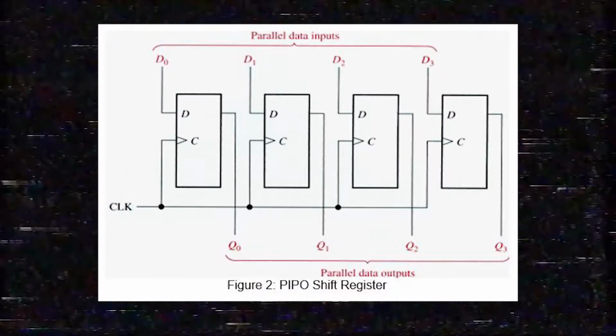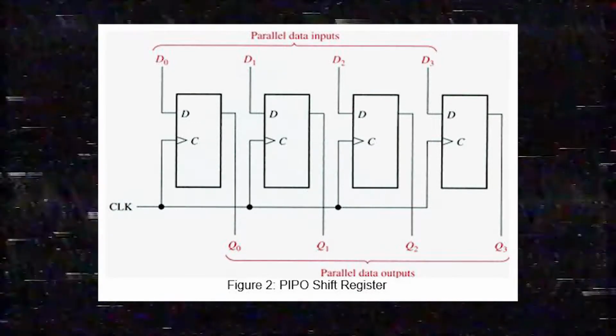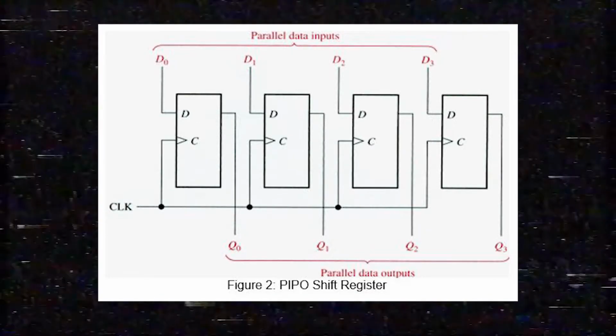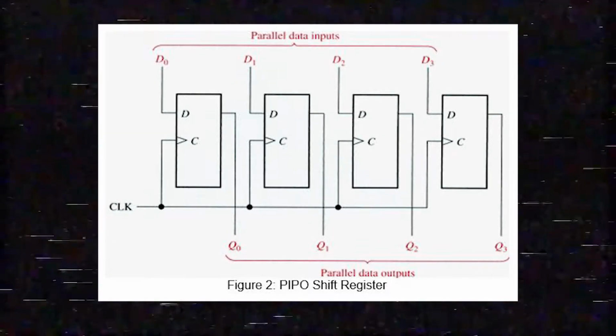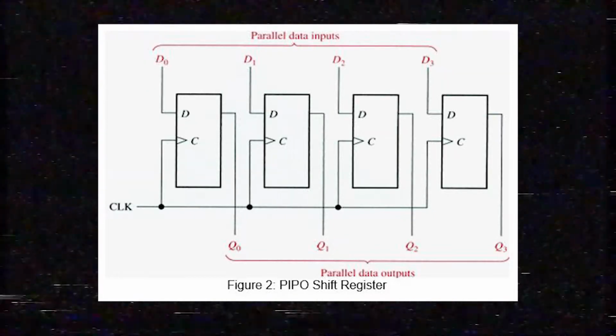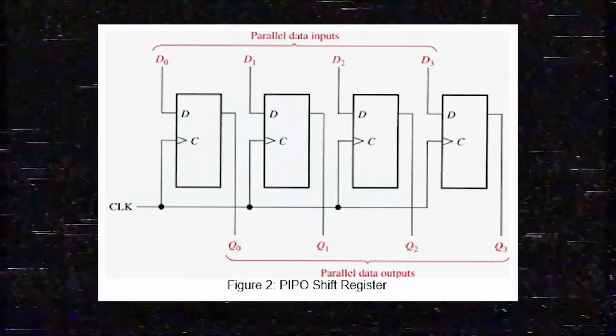As we can see here, for the PIPO shift register, the parallel data is loaded simultaneously into the register and transferred together to their respective outputs by the same clock pulse. Both are using the same clock pulse.